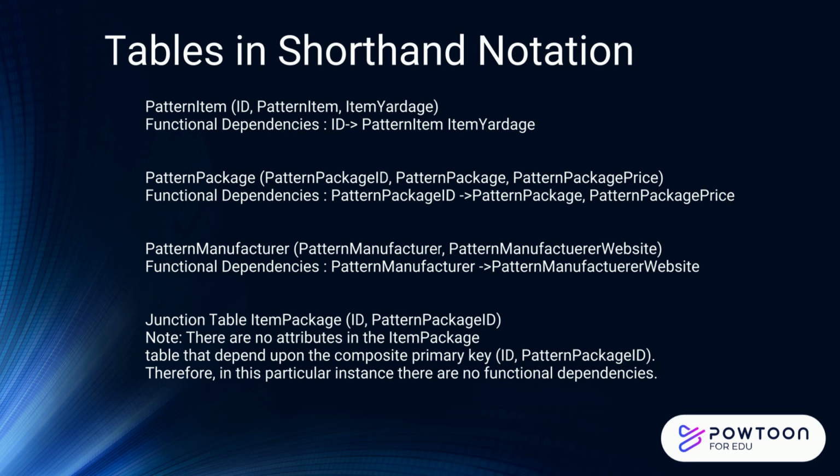Lastly, there is the junction table item package with fields ID and pattern package ID. Note: there are no attributes in the item package table that depend upon the composite primary key of ID and pattern package ID. Therefore, in this particular instance, there are no functional dependencies.